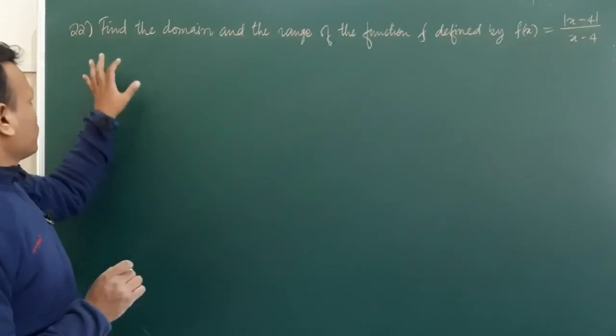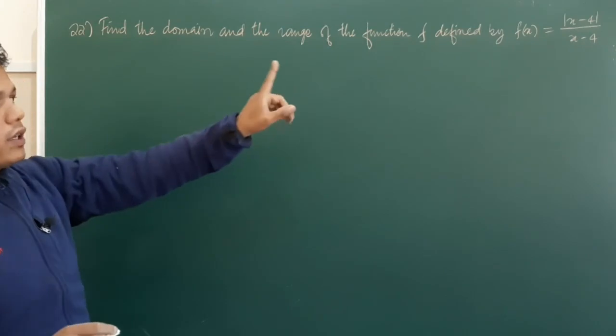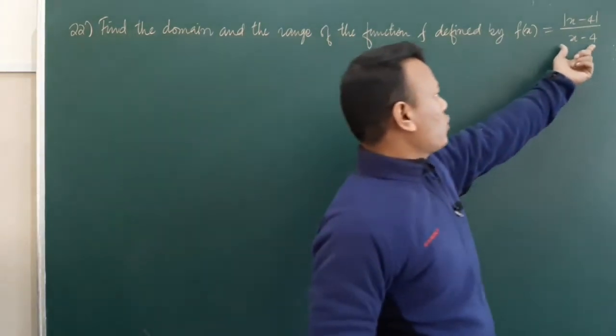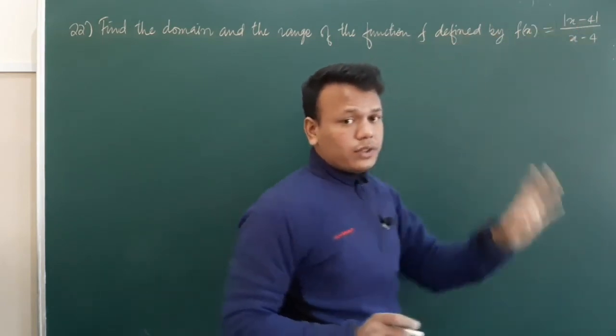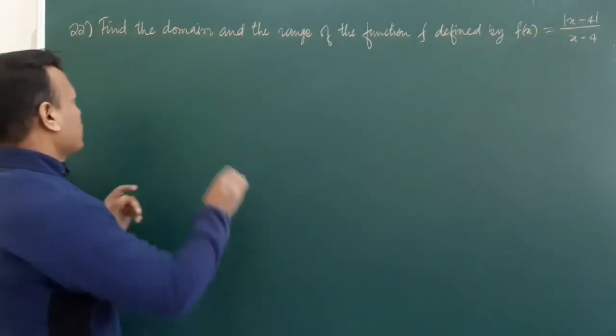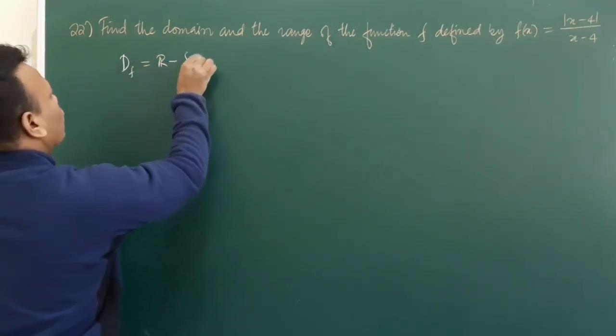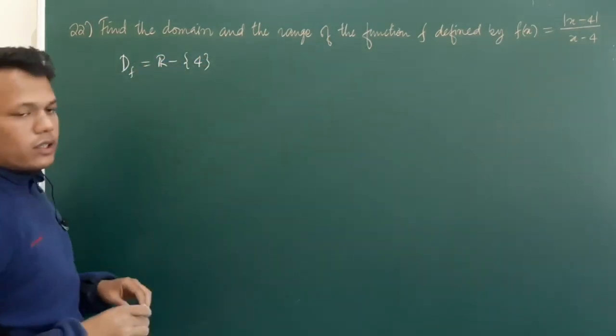Next, question number 22, is also a similar question. Again we have a modulus function here. So the domain is easy. The denominator should not be equal to 0. The denominator will be 0 if x is equal to 4. So that's why the domain will be any real number other than 4. Alright, so this is my domain.